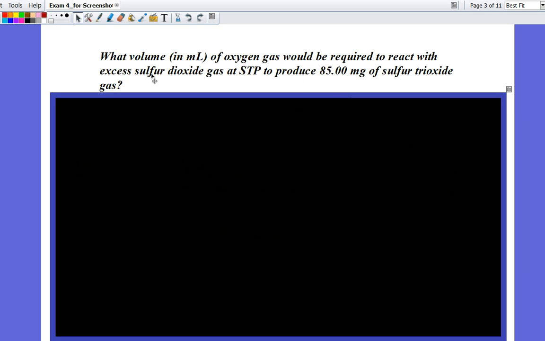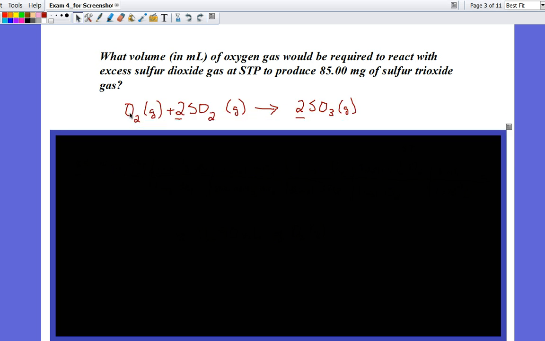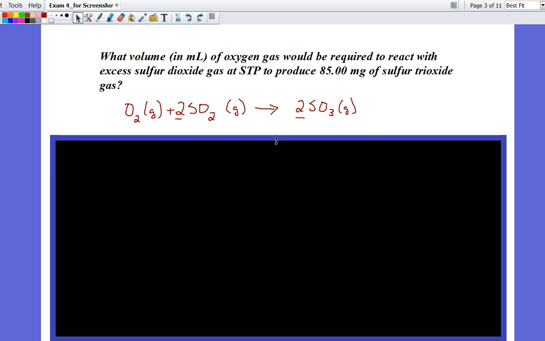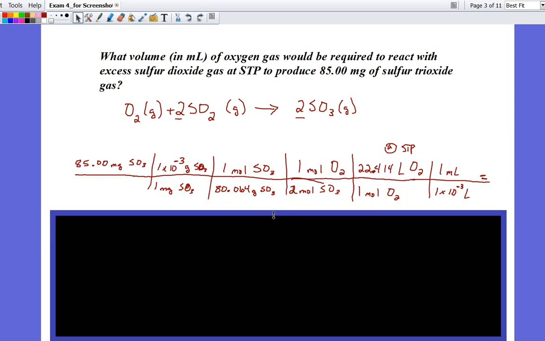Another question that you could see on your final exam would be one like this. Calculate the volume of oxygen required to react with sulfur dioxide under standard conditions to produce 85 milligrams of sulfur trioxide gas. So you need to first write the equation for the chemical reaction and then balance it. You would start off with oxygen gas plus sulfur dioxide gas yields sulfur trioxide gas, and then you balance that out, and your coefficients are 1, 2, and 2 when you do so, followed by calculation of everything.